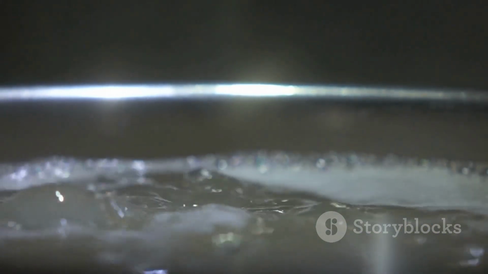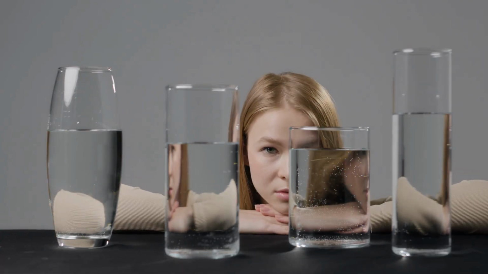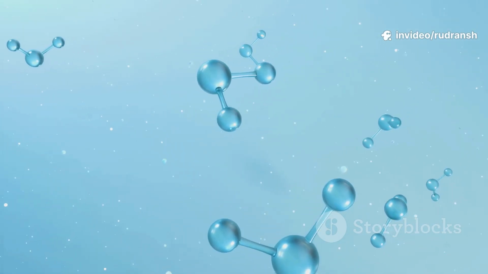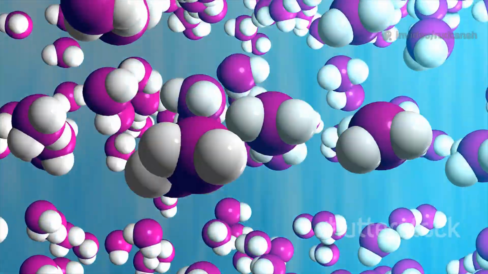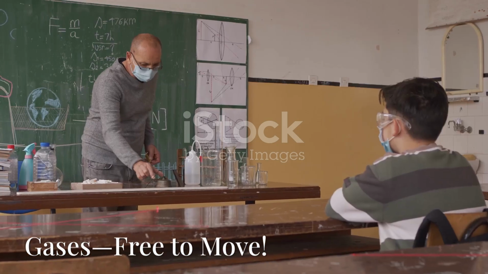So, let's talk about liquids. Liquids have a definite volume, but no definite shape. They actually take the shape of the container they're in. The particles in a liquid are less tightly packed than in solids. There's a weaker force of attraction between them, and they have more kinetic energy compared to solids. Some common examples are water, milk, and oil.